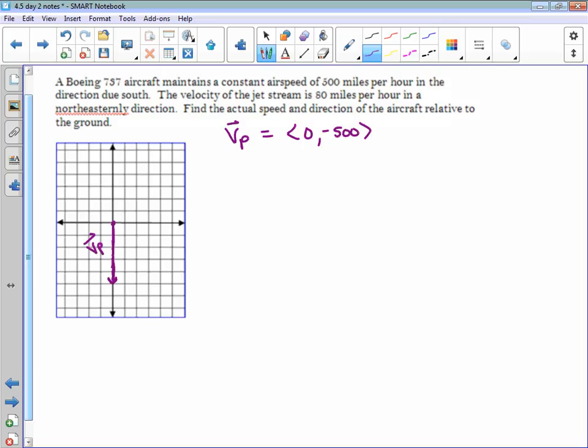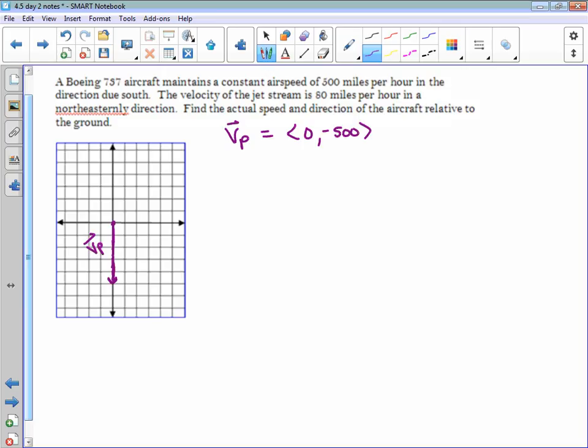You have a question? What's velocity? Speed with direction. Speed and direction, like the vectors that we've been doing the whole time, magnitude and direction.